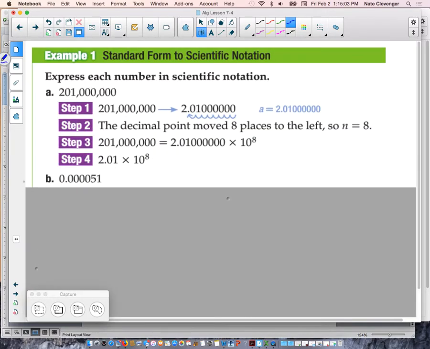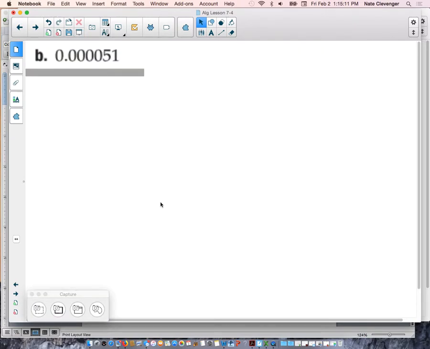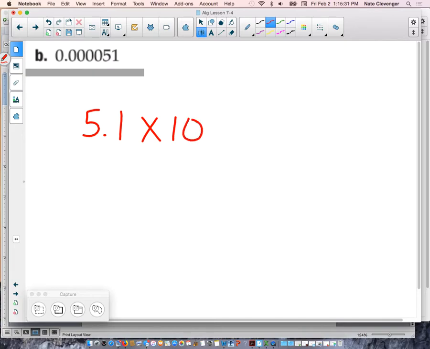Okay. So we do the same thing with decimal values. Okay, we need to write this number as a number between 1 and 10. Kinley, where would we put the decimal? So make it a number between 1 and 10. After the 5. So you have 5.1 times 10, and then we're going how far? 1, 2, 3, 4, 5. So is our exponent 5?